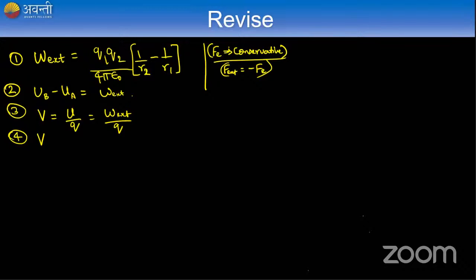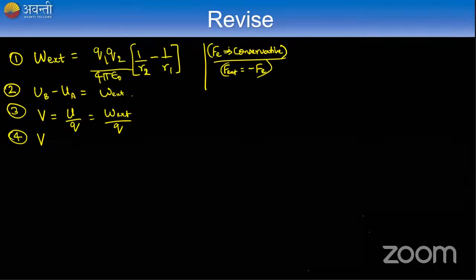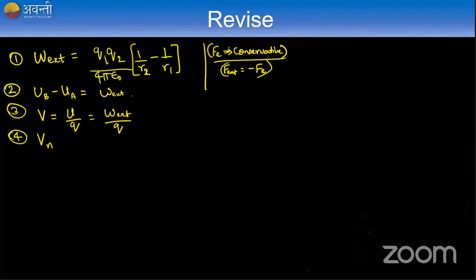So we could find the potential of any point. The potential at any point, I can write it with reference to infinity. So that becomes W external with reference to infinity by Q, given that the potential at infinity is considered to be 0 volts, right?